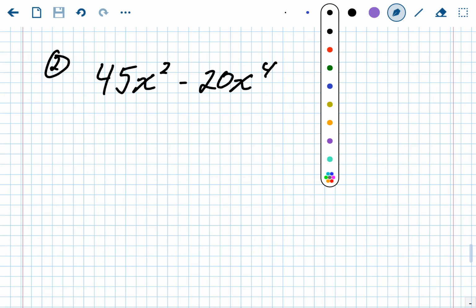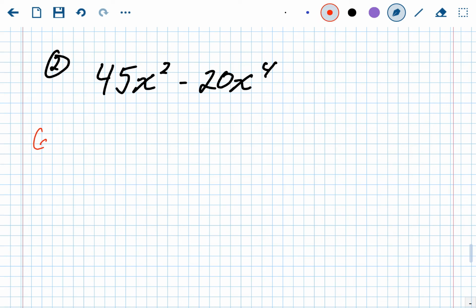And this one does have a greatest common factor. There's two terms here. The biggest number that goes into 45 and 20 is 5. And the most x's we could take out is x squared. We could take 2 from each. So what's left over when we factor out the greatest common factor of 5x squared? We're left with 9 minus 4x squared. Okay? Divide each number by 5, take away 2 x's.